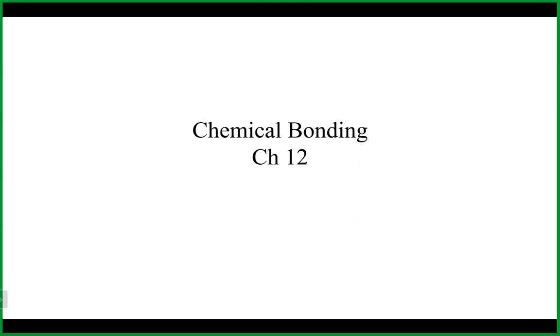So we'll pick up with chapter 12 here, which is about chemical bonding. In chapter 12, we're going to talk about the different types of bonding that there are, ionic bonding, covalent bonding. We're going to talk about drawing Lewis structures. We'll also talk about molecular geometry involving the structures that we do draw. And we're going to talk about polarity as well. So let us get going here.